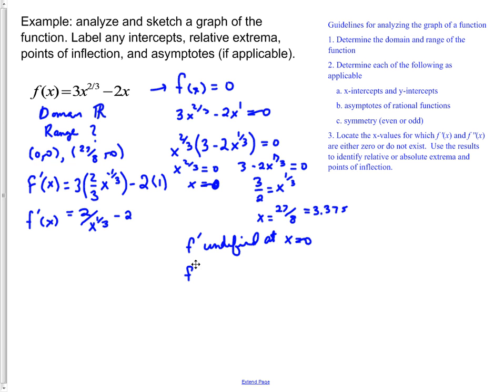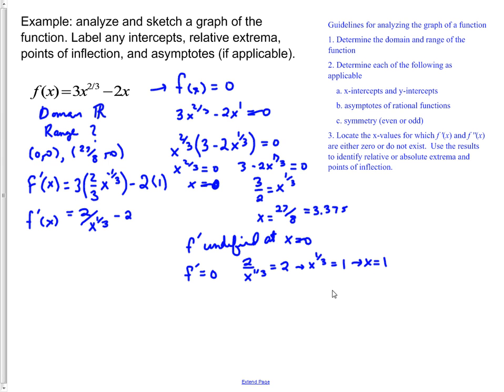Of course, we also have to set f prime equal to 0 and find out if there are any solutions to that. And we've got this equation where 2 divided by x to the 1/3 power is equal to 2. And so we're going to have to solve for x. A little bit of algebra proves that we get x to the 1/3 is equal to 1, right? Multiply both sides by x to the 1/3 and divide by 2. That gives us the value x equals 1.